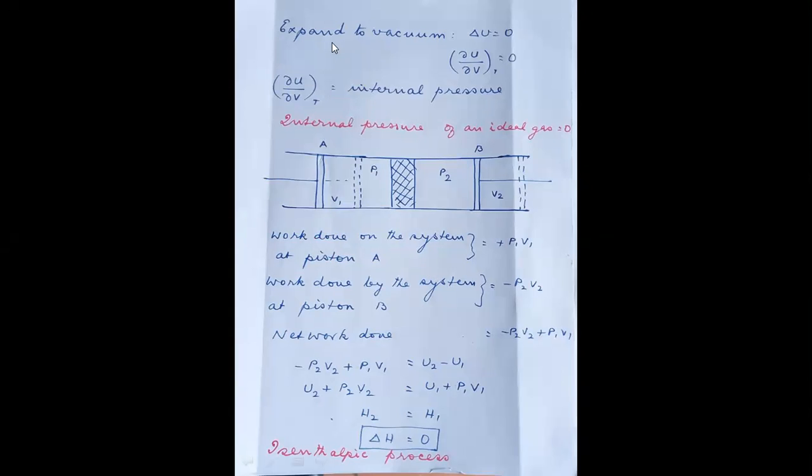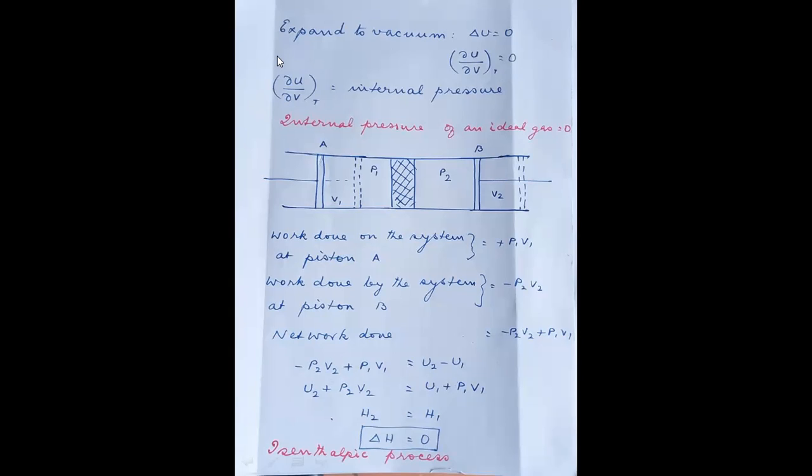So look here, it is expanding into vacuum. So delta U is equal to 0. So at a constant temperature, you all know that dou U by dou V is equal to 0. Actually, this particular quantity dou U by dou V is called the internal pressure. So the internal pressure of an ideal gas is always zero because ideal gases do not have intermolecular interactions. They neither attract each other nor repel each other. So the internal pressure of an ideal gas is 0.